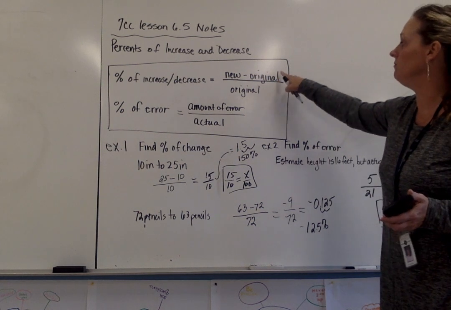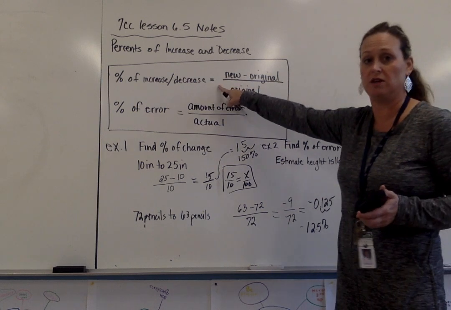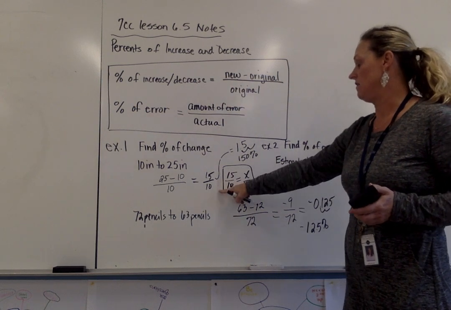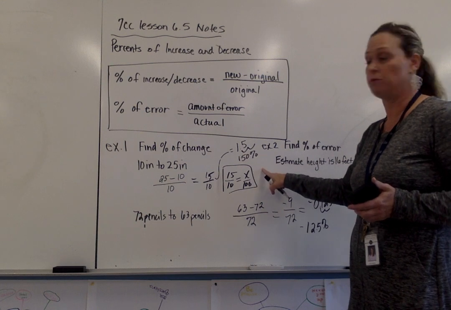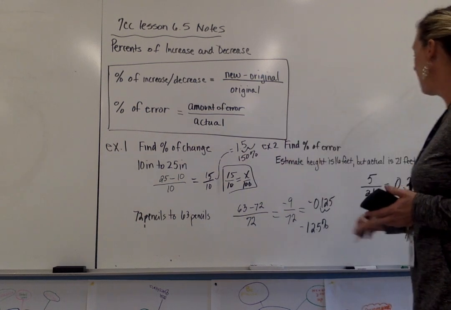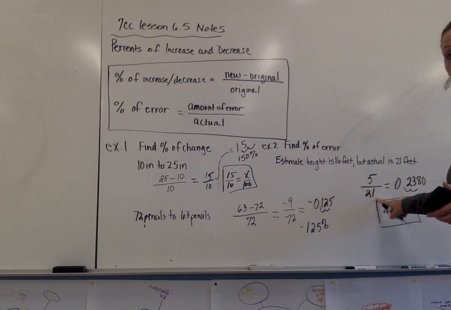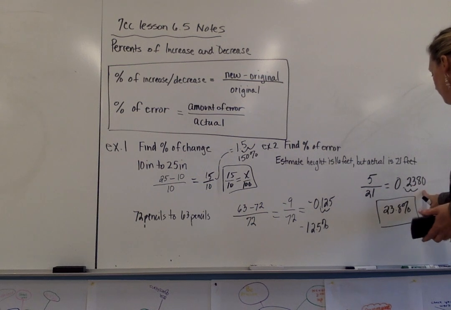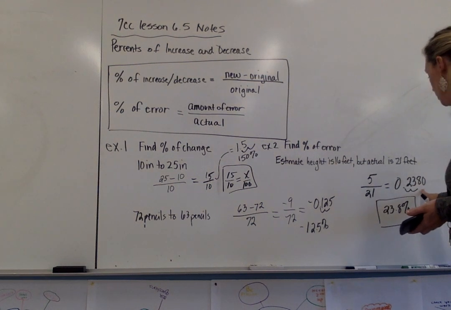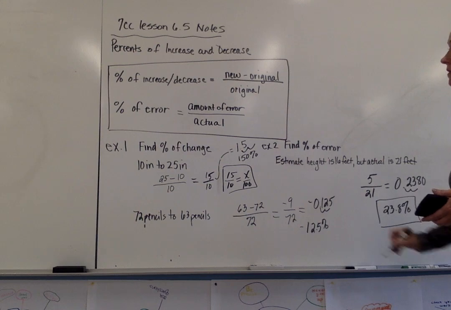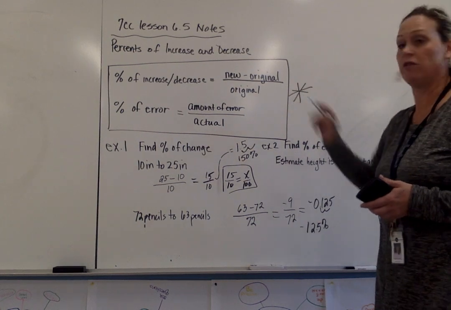I've done the new minus the original over the original for the percent of increase or decrease, taken that fraction, and changed the decimal into a percent. For percent of error, I've taken the amount of error over the actual, done the division to get a decimal, and then changed that decimal into a percent. Be sure you know this.